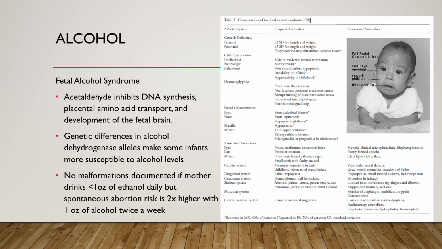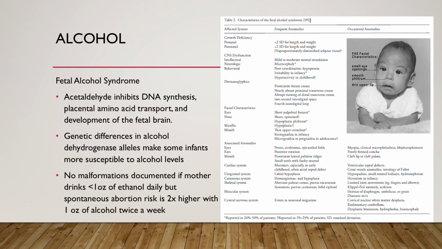So fetal alcohol syndrome is often seen in newborns that are born to mothers who are binge drinkers or drink heavily during pregnancy. The pathogenesis is that acetaldehyde inhibits DNA synthesis, placental amino acid transport, and development of the fetal brain. Genetic differences in alcohol dehydrogenase alleles in the fetus can make some infants more susceptible to alcohol levels in the mother, and no malformations have been documented if a mother drinks less than 1 ounce of ethanol daily.